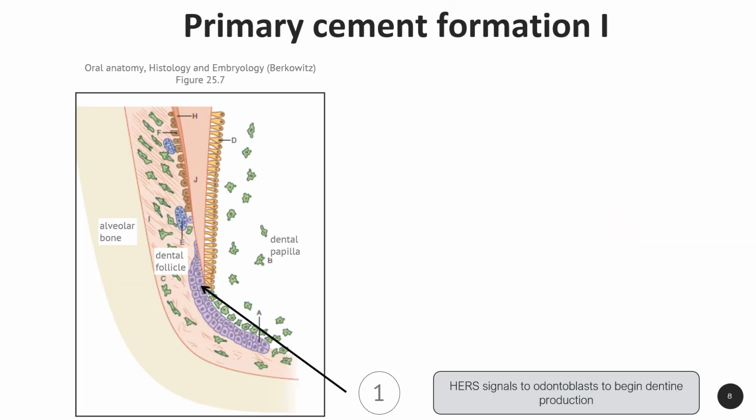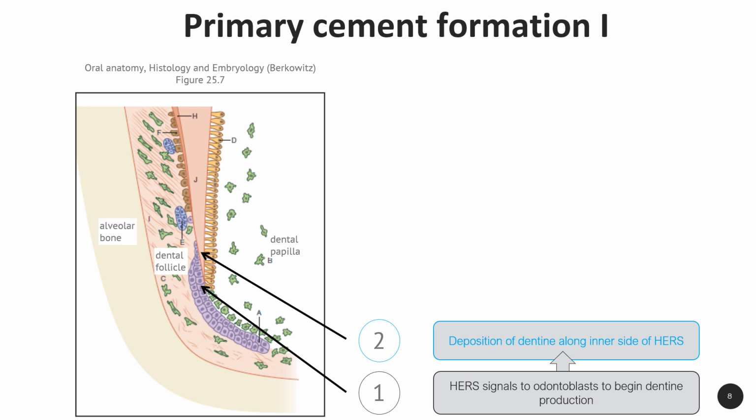The next step is the production of dentine by odontoblasts. And to signal the production of dentine by odontoblasts, this HERS provides a signal into the dental papilla, turning these green cells here into these orange long odontoblasts. These are cells which start to make the dentine here. And you can see it's been deposited along the inner side of the HERS. So here, this is the HERS, still purple.